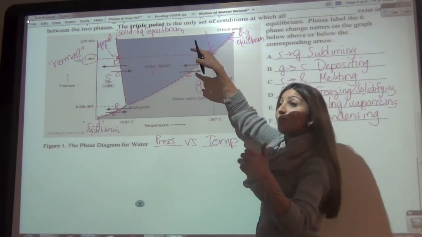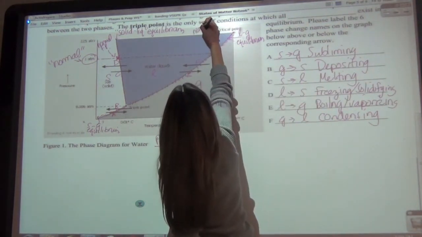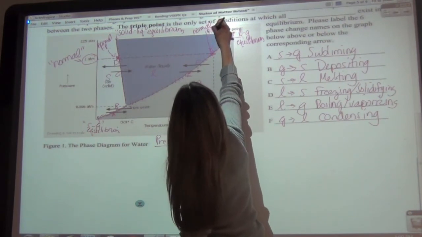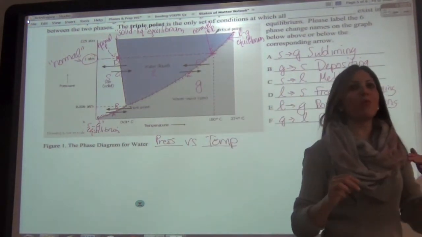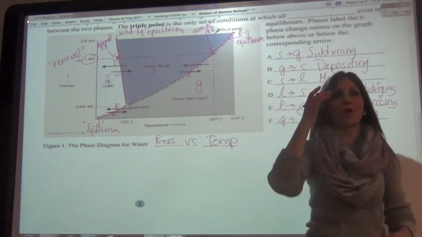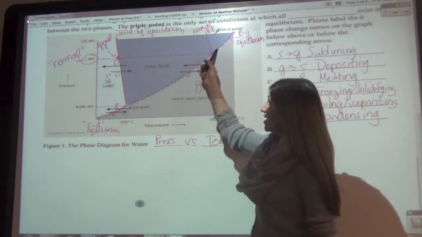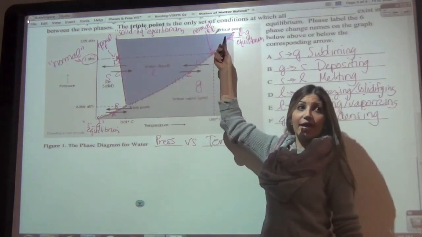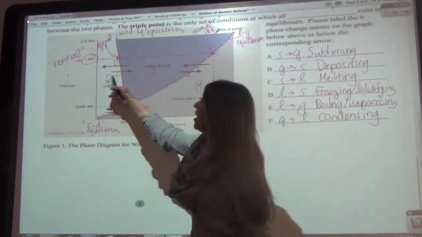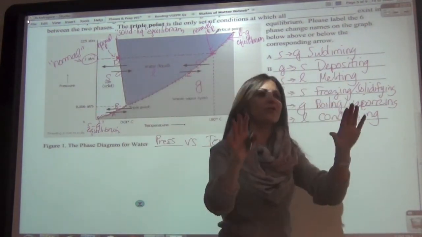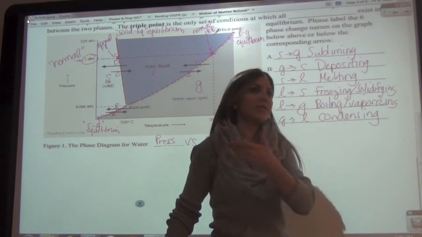Normal boiling point. Perfect. That's called your normal boiling point right there. So if you're at 1 atmosphere pressure, then that's where normal is. But really, you can get boiling anywhere along this line, okay? So as long as you're at this temperature and this pressure, you match that up, your substance will be boiling, okay? And in this case, it's water.